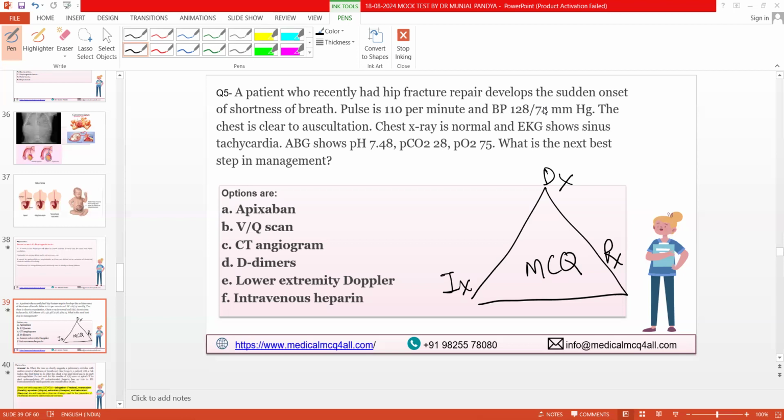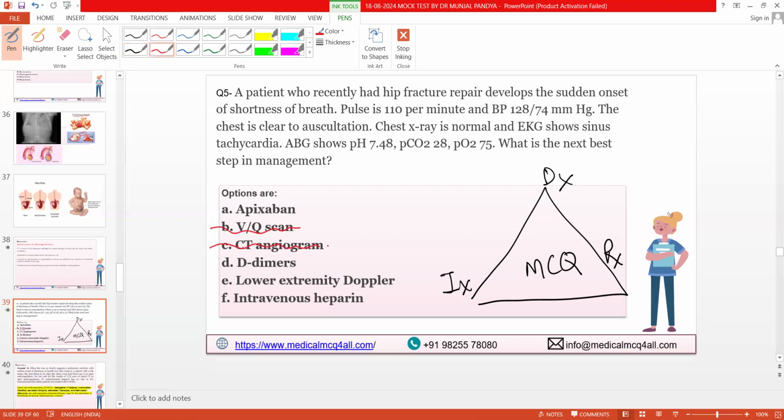The patient already developed the symptoms, so it is not useful to start with the VQ scan or CT angio. To start with the treatment, it could be apixaban, and or the IV heparin, sir. I think the best option will be each. But VQ scan, the patient is symptomatic, the patient has a classical history. Patient has everything. So VQ scan will take time. Patient may die if you don't do anything.